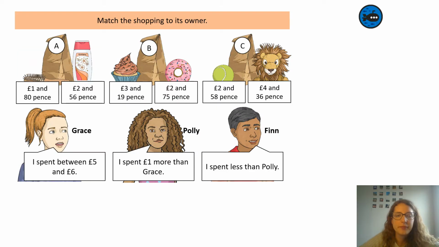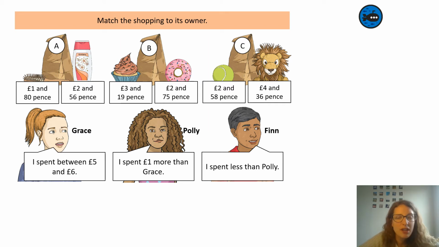Right, we're going to use our problem solving skills for this one. So we've got 3 bags of shopping, A, B and C. And we've got to match them with the correct person underneath. Okay, and unfortunately we can't just go, oh, I think Finn would like the lion, and just guess. We do need to work it out. So what I want you to do first is work out the cost of bag A, the cost of bag B and the cost of bag C. Okay, so pause once you've worked out those 3 answers and come back.